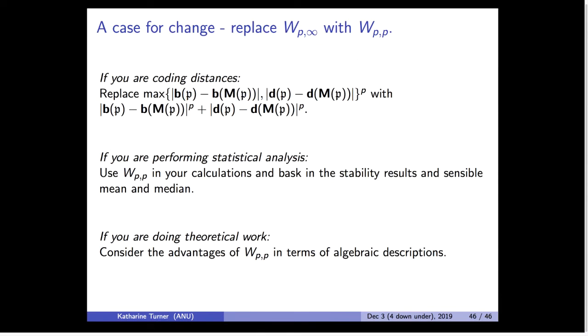If you're performing statistical analysis, you have a bunch of persistence diagrams, you're wanting to perform statistics or do some sort of more analysis-type things, I would argue that you should use Q equals P. You can bask in the stability results, the sensible mean and median, and just the much nicer formulas. And if you're doing theoretical work, if you're thinking categorically or functorially or algebraically or whatever, if you switch to Q equals P, then all of a sudden you have all this algebra you can work with as well, which I think would be much more powerful.